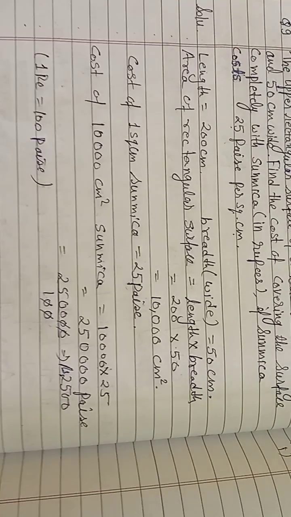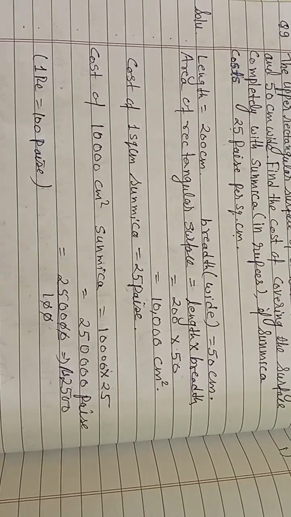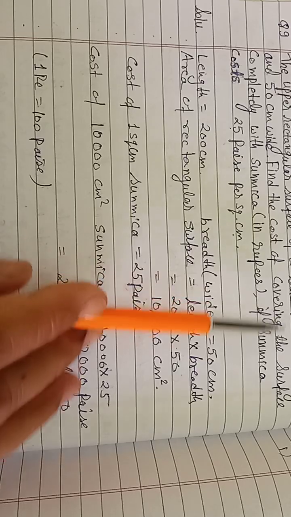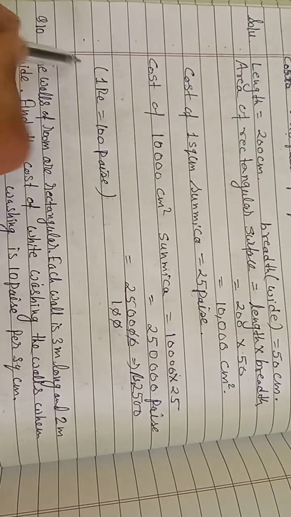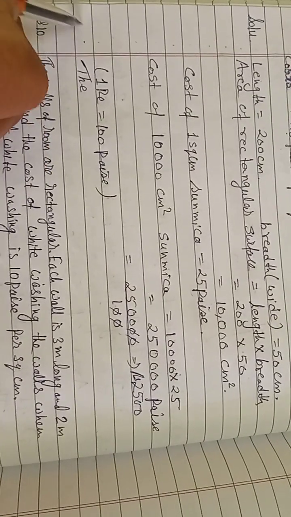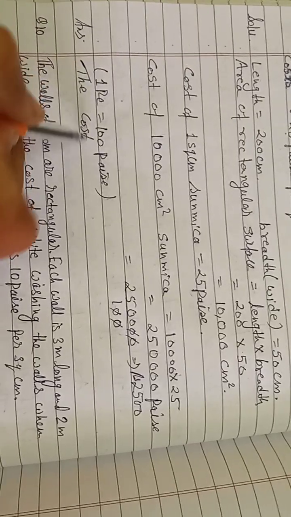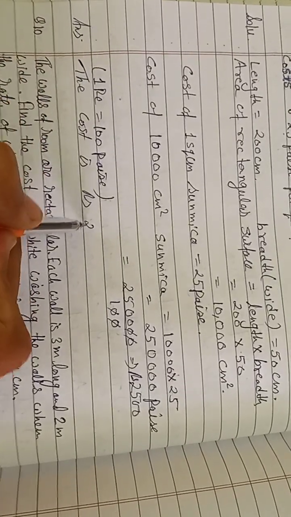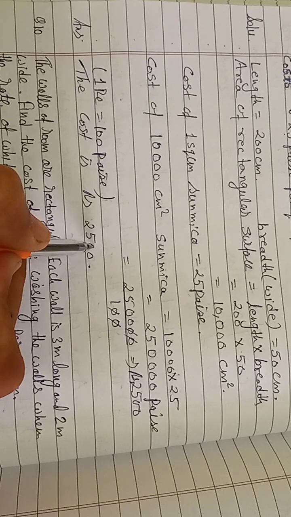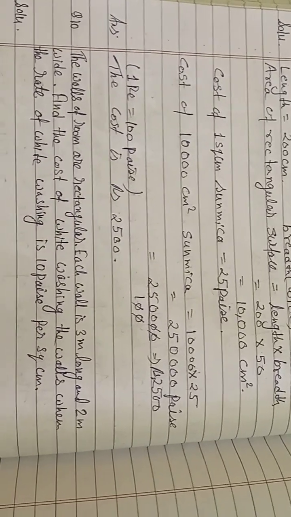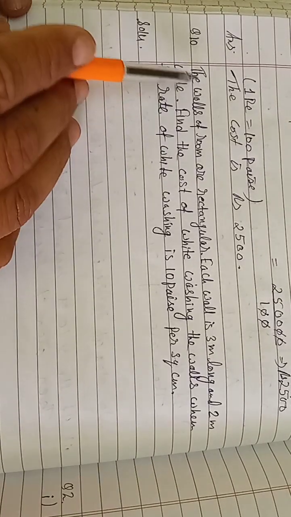2500, that is rupees. So what was the question? Find the cost of covering the surface. The cost is rupees 2500. Is it clear? Now see question number 10.